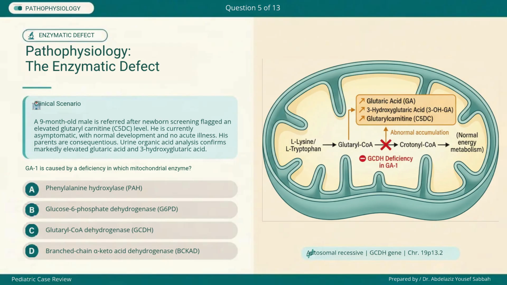Case 5. A 9-month-old male is referred after newborn screening flagged an elevated glutarylcarnitine level.